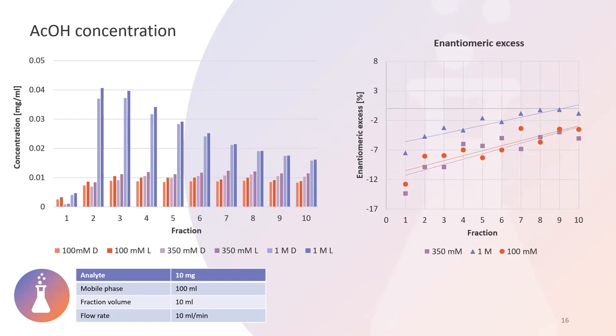So next, there's a study of the concentration of the acid as an eluent or as a mobile phase modifier. You can see just briefly that between 100 millimolar and 300 millimolar acetic acid in methanol, there's no huge difference in the elution rate or in the selectivity. But when we go up to one molar acid, the elution is faster, but it is at the expense of the selectivity, unfortunately.